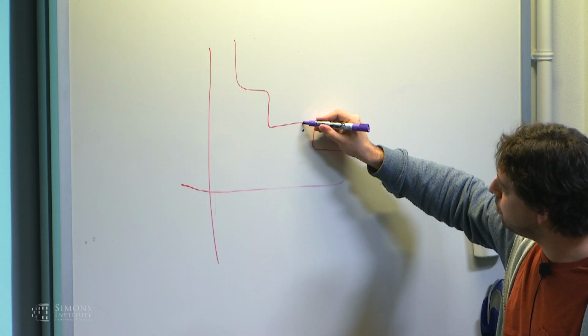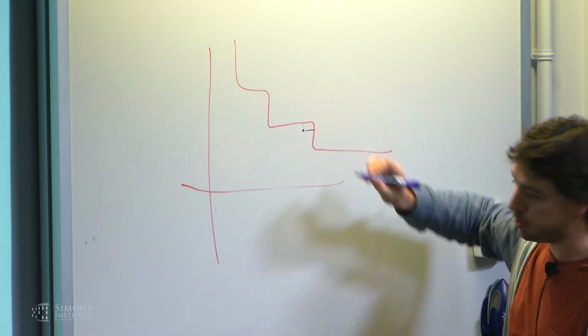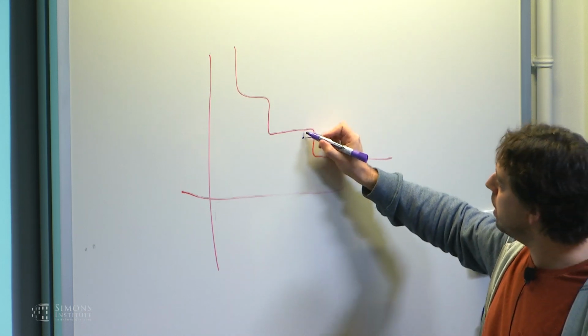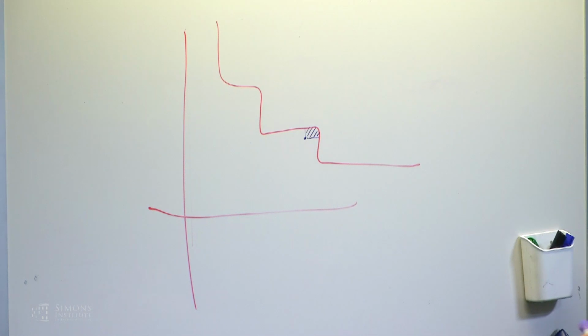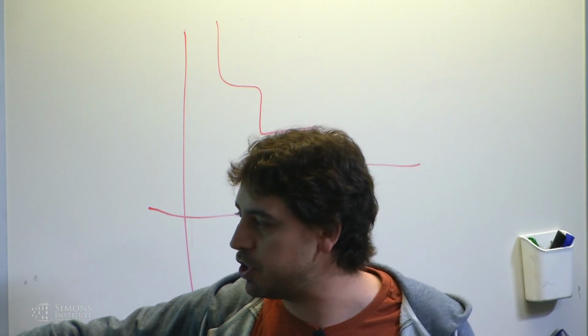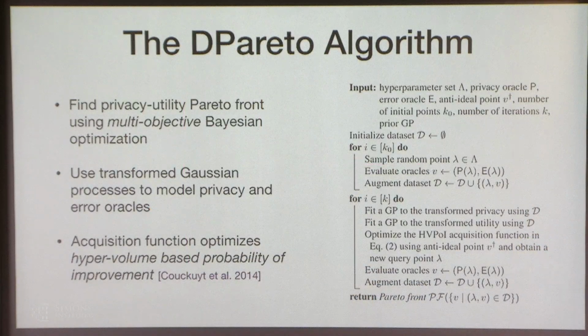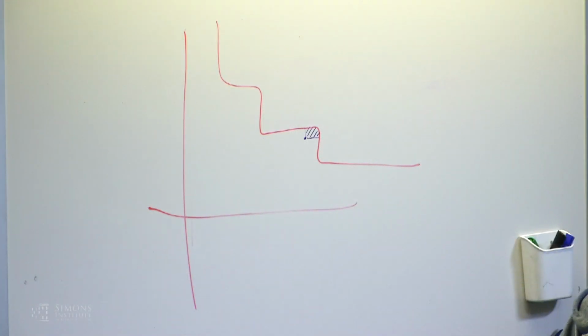So the improvement that you get on the Pareto front, you can somehow measure by the volume that you're adding to your Pareto frontier. This type of acquisition function, and there are several variations of this type of acquisition functions for Pareto frontiers, will try to find the next hyperparameter point that will give you the maximum improvement in terms of the volume that you're adding to your Pareto frontier.